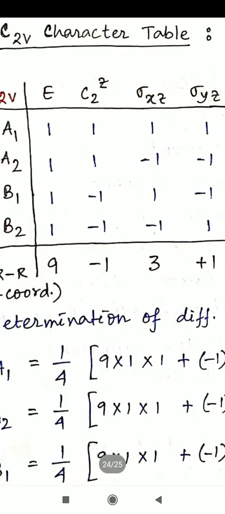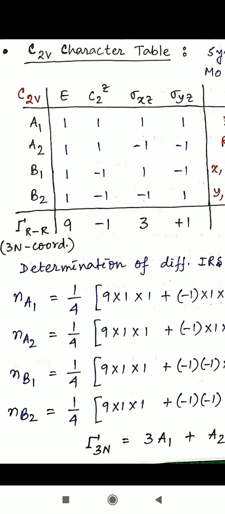Now just look at the character table here. Look at sigma xz. I have already said that sigma xz is the molecular plane of the C2V point group. If I take the example of the water molecule, I have written A1 where sigma xz is 1, and A2 where sigma xz is -1. Similarly, in case of B, I have written B1 where sigma xz is +1, and B2 where sigma xz is -1.